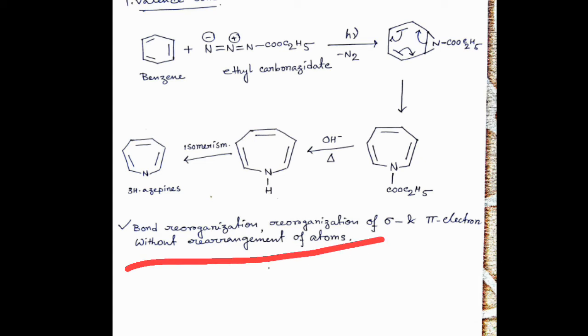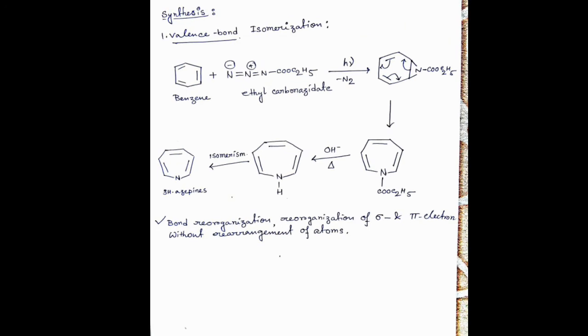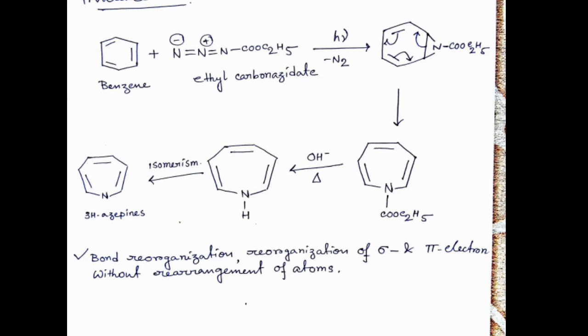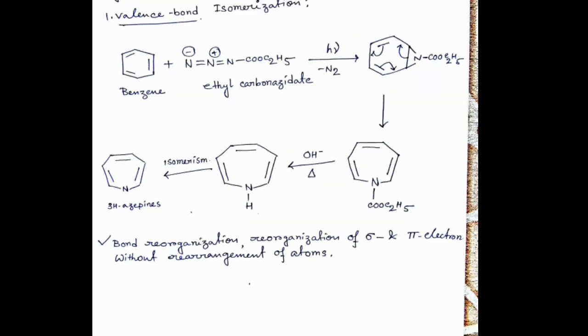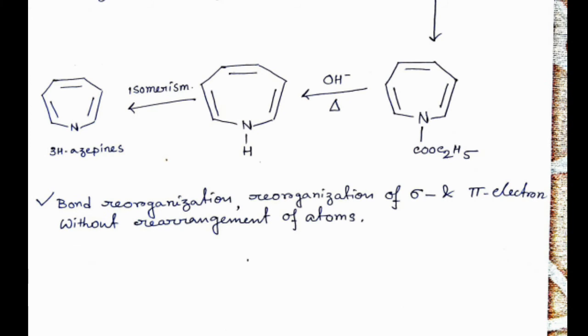Now what are the steps involved in this reaction? The first one is bond reorganization, the second one is reorganization of sigma and pi electrons without rearrangement of the atoms. So if there is an example of without rearrangement of the atoms, you can write down the examples of these valence bond isomerizations.